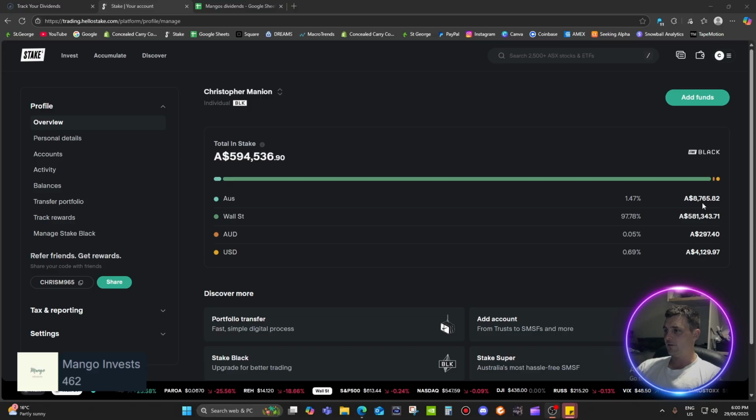The Australian account, we've got 8,700. With the Wall Street account, we've got $581,000. And then these last two are the cash positions sitting in each respective account. So the Australian cash is sitting at 297, and in the USD account, the cash is sitting at 4,129.